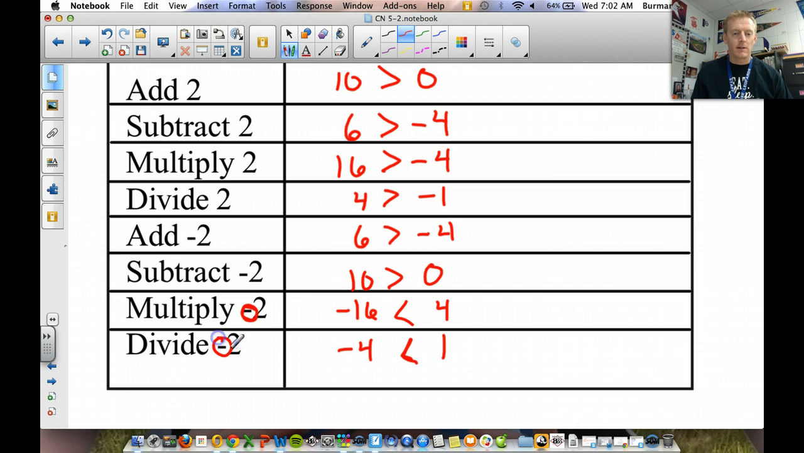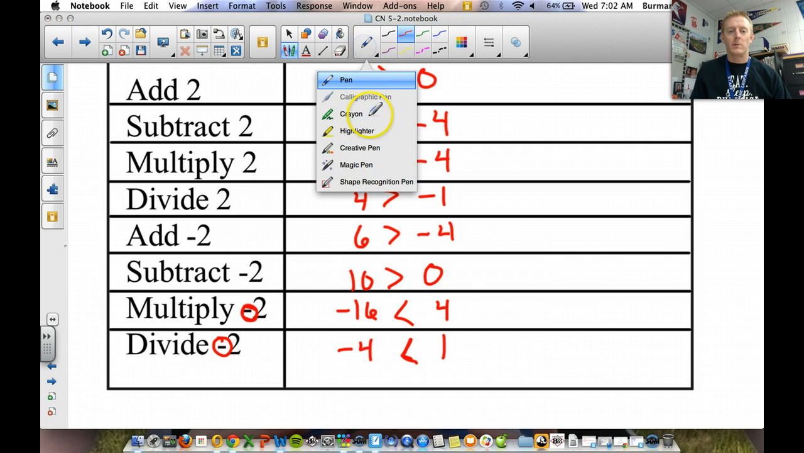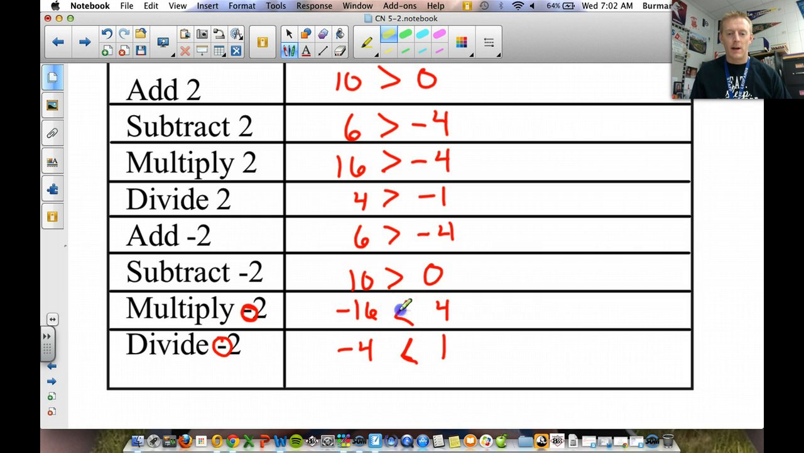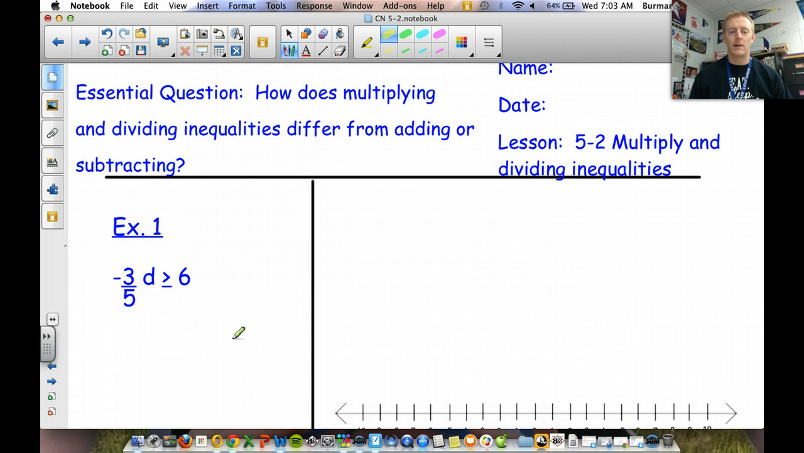The only thing that we notice here, folks, is that we added, subtracted, multiplied, and divided by 2. We added, subtracted, multiplied, and divided by a -2. The only time that we needed to change our sign was when we multiplied or divided by a negative. So that's the rule that we're going to use. If you multiply or divide by a negative, we're going to have to flip the inequality around. So that's a big idea for our topic today.